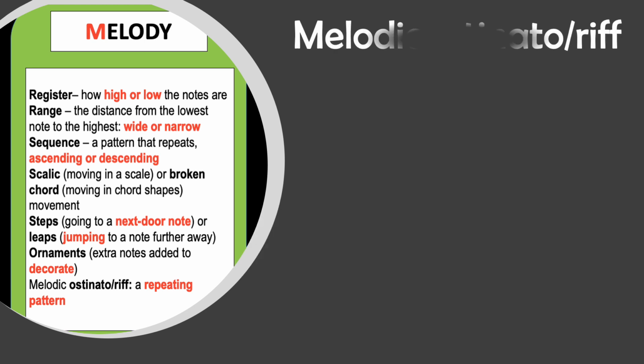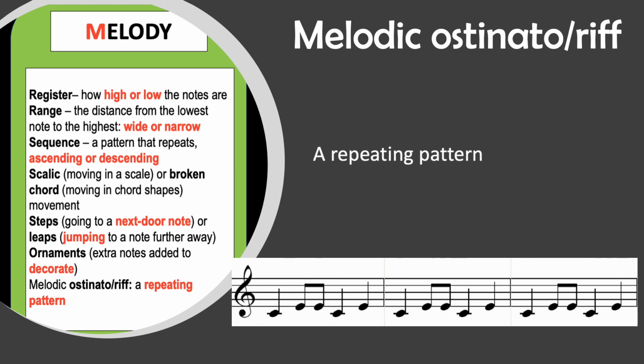Ostinato and riff mean exactly the same thing. A melodic ostinato is when you've got a repeating pattern that's a melody. So here we've got a little pattern that just repeats to make a melodic ostinato or a melodic riff.